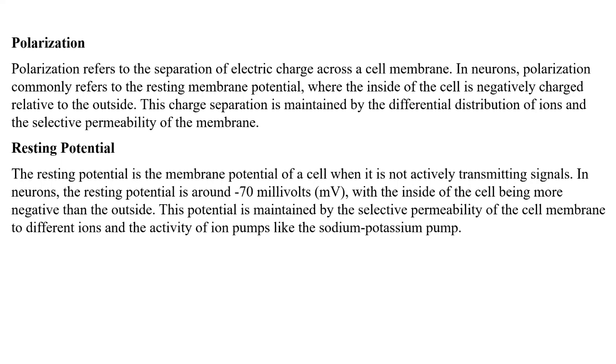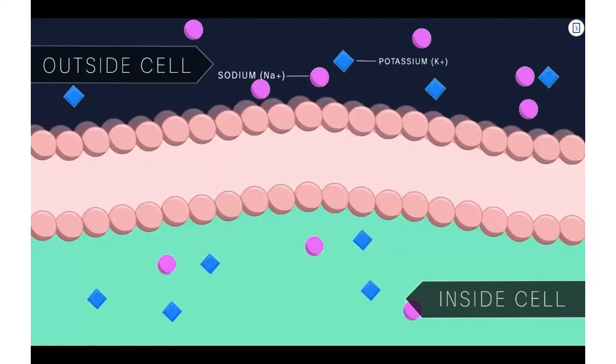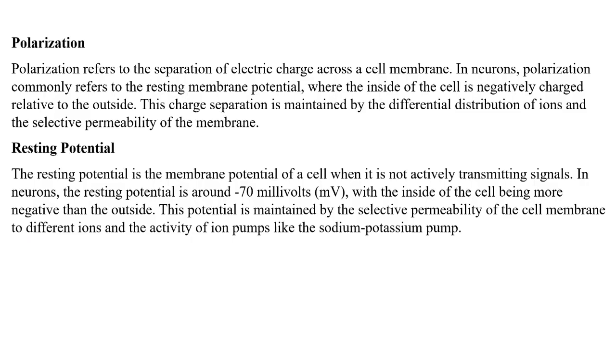This charge separation is maintained by the differential distribution of ions and the selective permeability of the membrane. This whole pink part is the membrane. Here they are saying that this charge separation is maintained by differential distribution of ions, that is, inside there is more negative charge, outside it's negative too but relatively less, and the selective permeability of the membrane. What is resting potential?